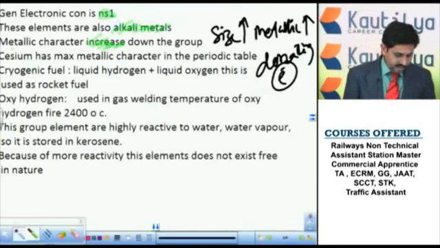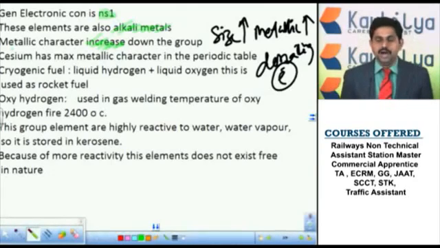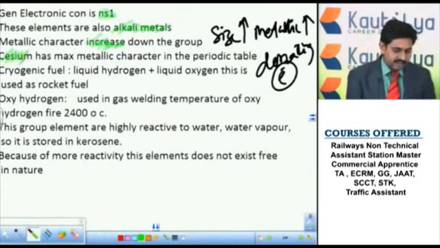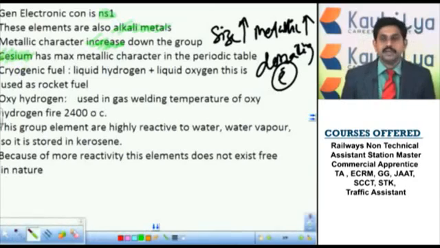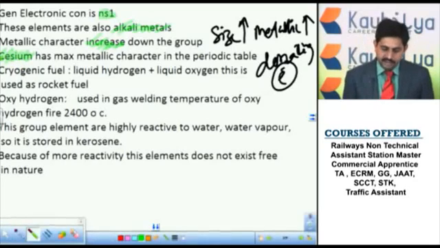The first group elements are called metals, particularly alkali metals. I told you that down the group, the metallic character increases. So cesium has the more metallic character. Cesium has the maximum metallic character in the complete periodic table.